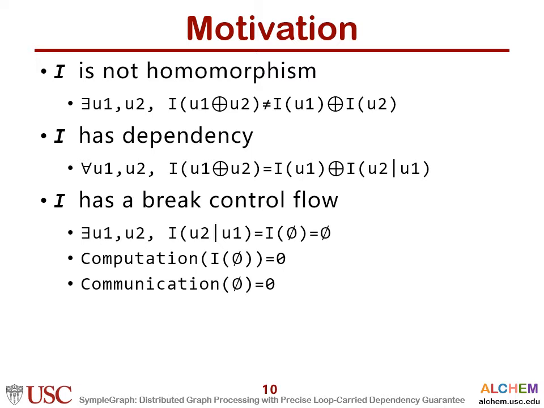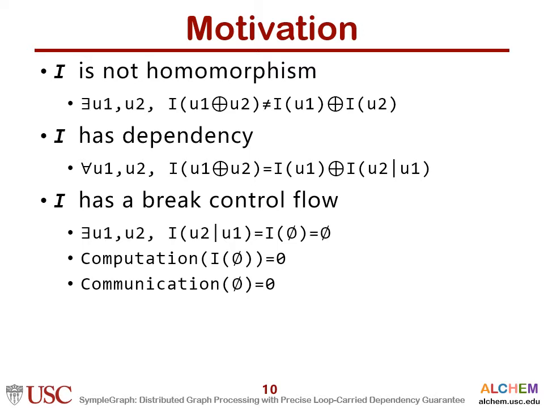However, we find that for some graph algorithms, I might not be a homomorphism. When I has a dependency, it means that the processing of u2, if we know u1, can be different from processing them independently. One simple example we have seen in the bottom-up BFS is that if there is a break control flow in function I, then we can skip the computation of the following neighbors, and we can also skip the update messages sent from the mirror replica to the master.